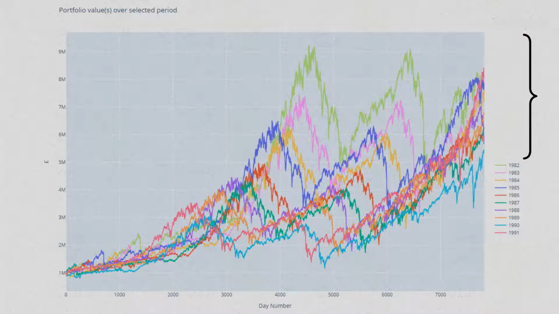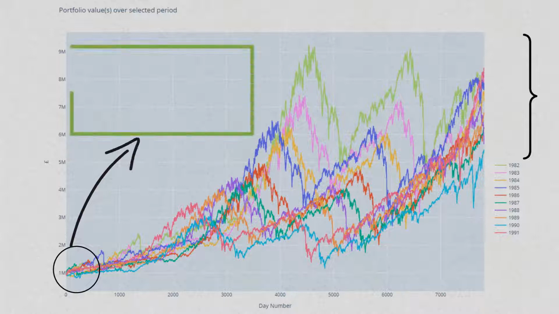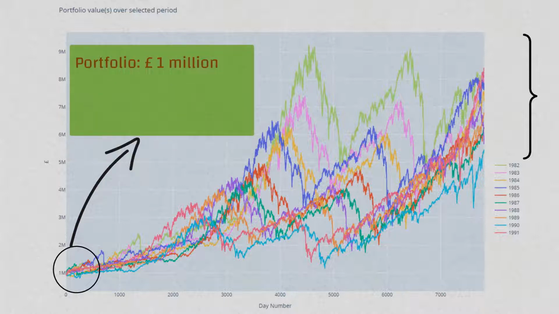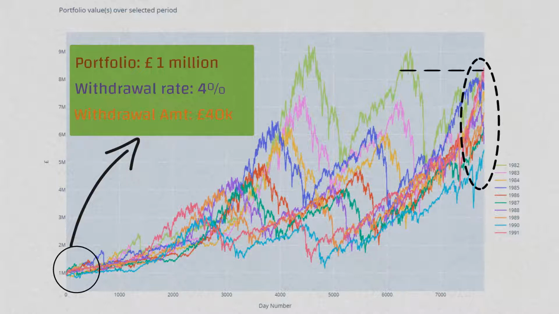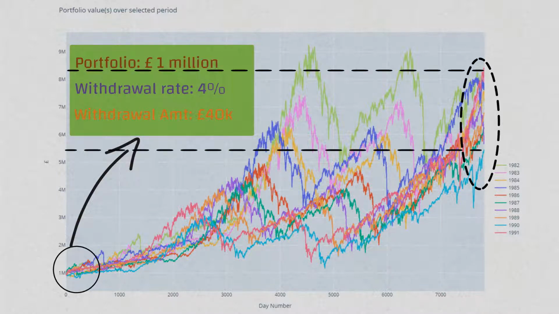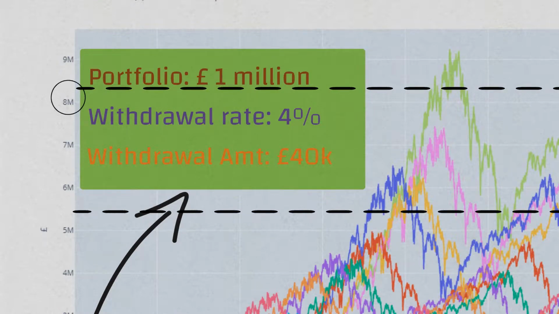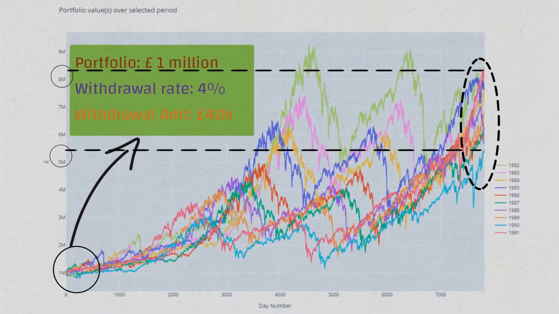and now we're left with a better and clearer picture. So what you're looking at here is the performance of a £1 million investment portfolio in the S&P 500 with a 4% withdrawal rate. That is, every year you can withdraw £40,000. Based on this, you can see that in all cases you'd end up with more money than you started with. In the best case, you'd end up with 8 million, and in the worst case, you'd end up with 5 million. The others are pretty much in between. Sounds good, right? Well, hold on a minute.